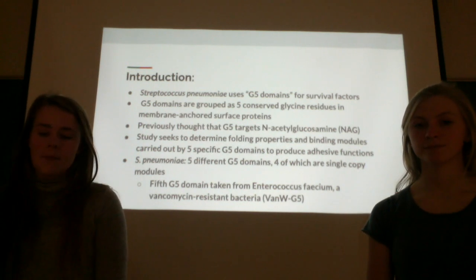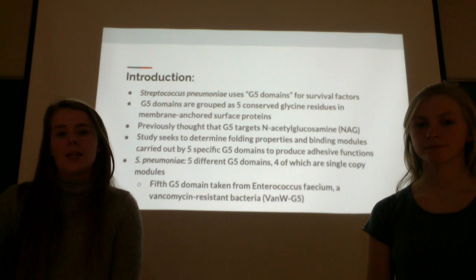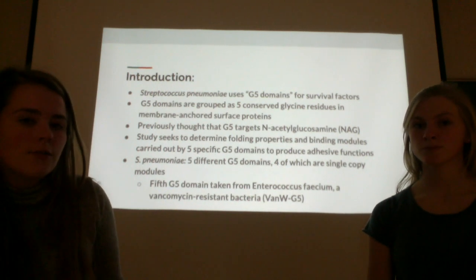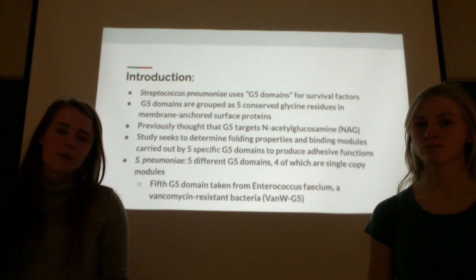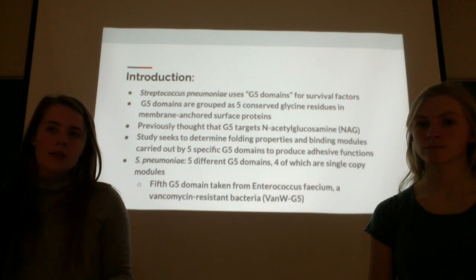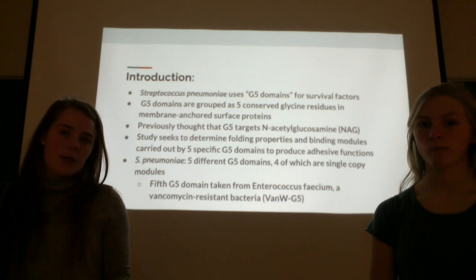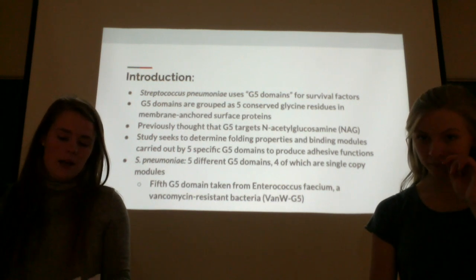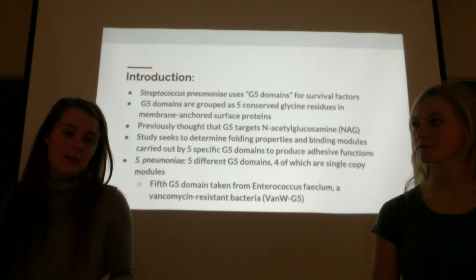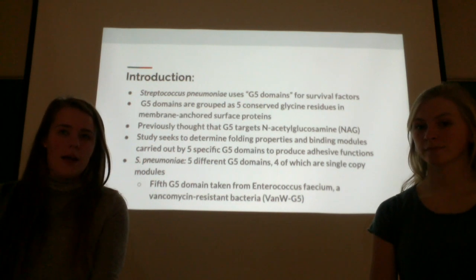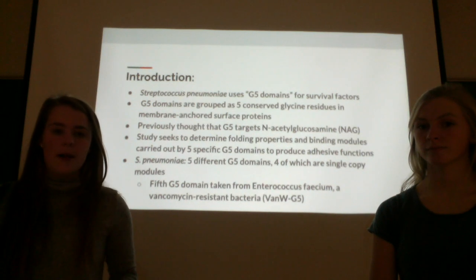Streptococcus pneumoniae is a bacterial pathogen, and it uses G5 domains for a variety of survival factors. These survival factors include biofilm formation, as well as cell-to-cell adherence. Biofilm formation is really important because it has to do with disease reoccurrence. And so it's very important clinically to understand what allows these molecules to form these biofilms.